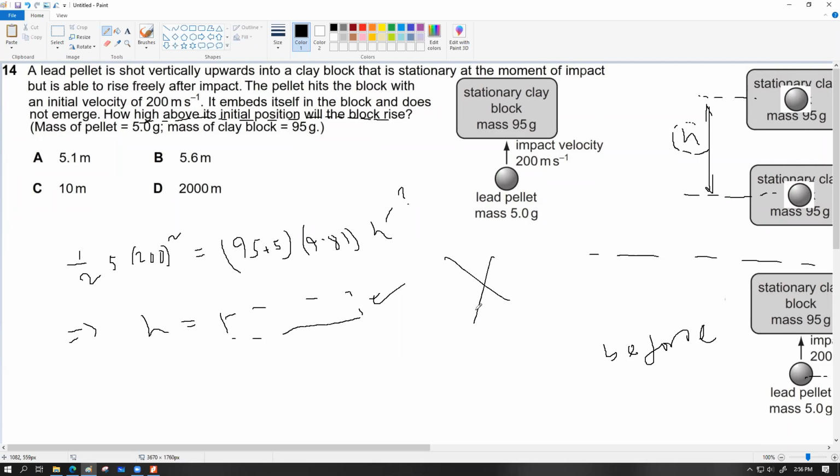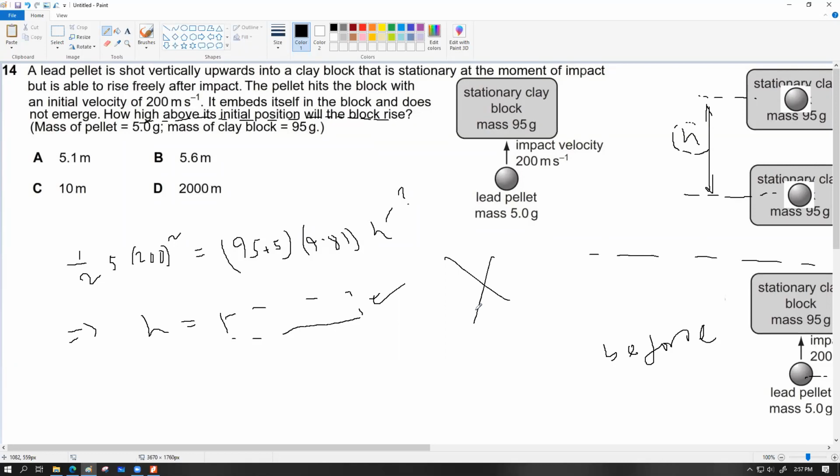Kinetic energy can be lost in a collision. It doesn't have to be an elastic collision. This is an inelastic collision. Some kinetic energy would be wasted in some other form. The very primary reason is that when the lead pellet hits the stationary clay block, they get merged together, so this is a case of two objects getting joined together.